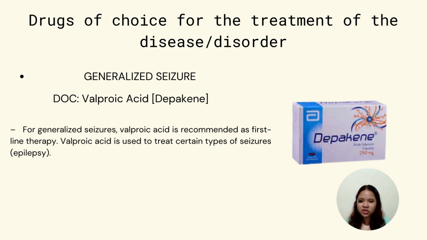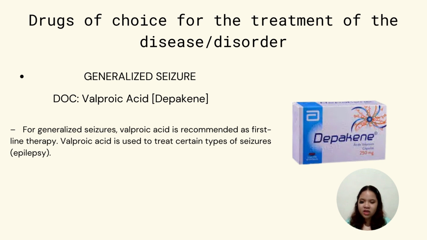For generalized seizure, the drug of choice is valproic acid, Depakene. For generalized seizures, valproic acid is recommended as first-line therapy. Valproic acid is a broad-spectrum antiepileptic drug and it is used to treat certain types of seizures. This medicine controls seizures by raising levels of certain chemicals in the brain that are helpful for calming nerves. Valproic acid is sometimes used together with other seizure medications.